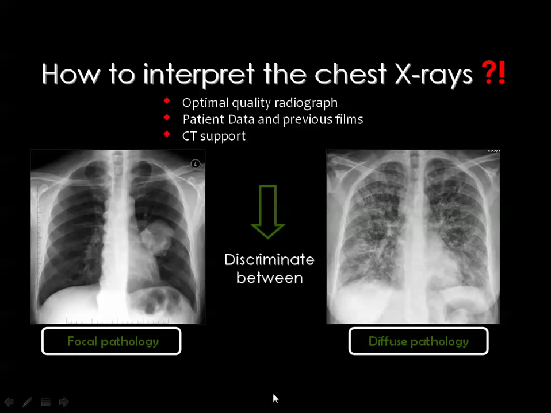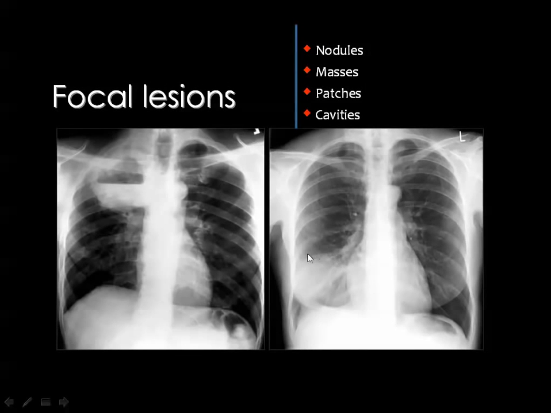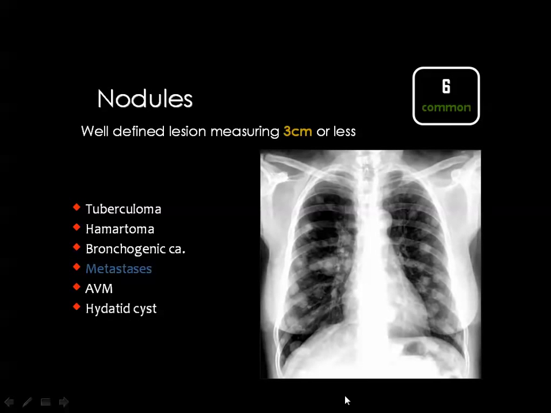Then, if you decided that you are dealing with a focal lung lesion, what are the possibilities? There are four: the nodule, the mass, the patch, and the cavity. The nodule is a well-defined lesion less than 3 cm in diameter. The mass is a well-defined lesion more than 3 cm in diameter. The patch is an ill-defined lesion containing air bronchogram, and the cavity is a well-defined lesion totally or partially containing air.